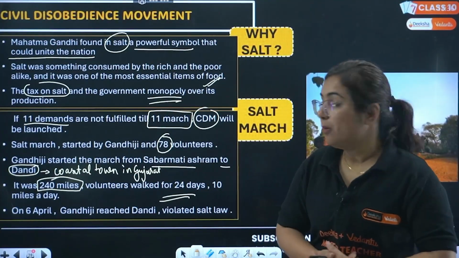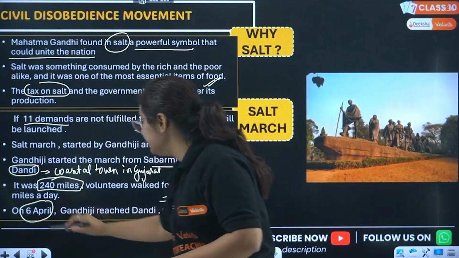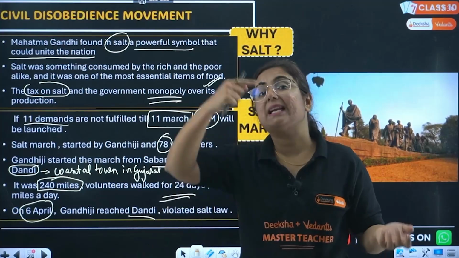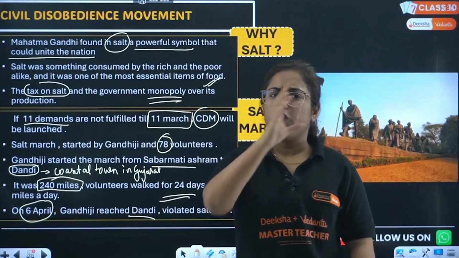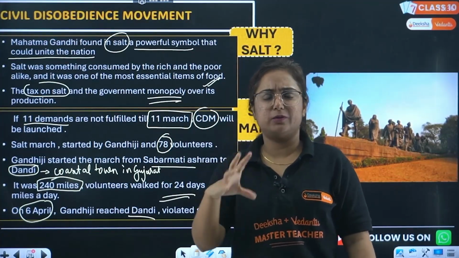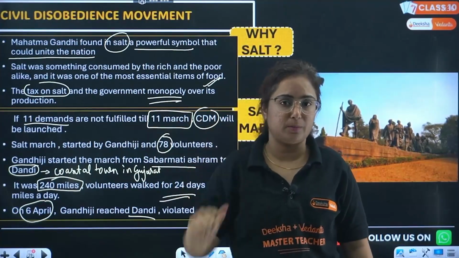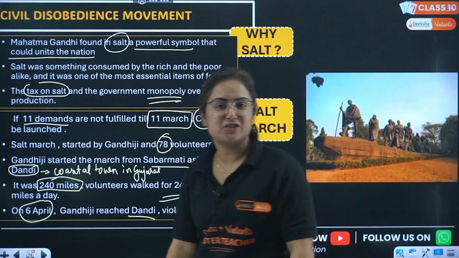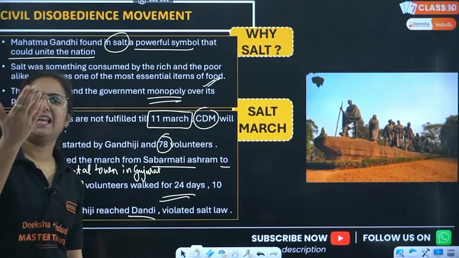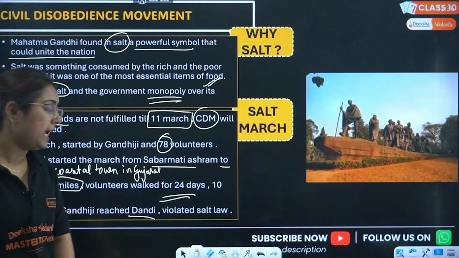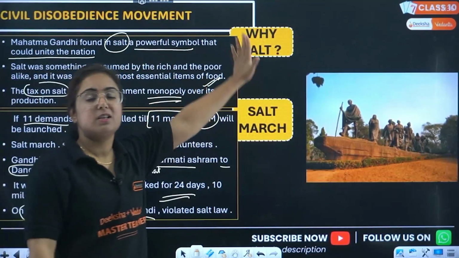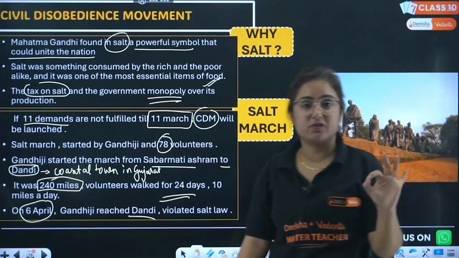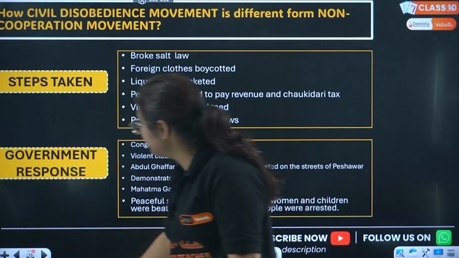Now what happened, beta? On 6th of April, they reached the coast of Dandi and violated the salt law. How? By making the salt. So see, non-cooperation means peaceful, they are just not following the rules of Britishers. Here they are breaking the law. This is the difference between non-cooperation and civil disobedience. A question can be asked regarding this. Okay? So this is how we started the Salt March, and the Civil Disobedience Movement in the history of India. Hope this is also clear.